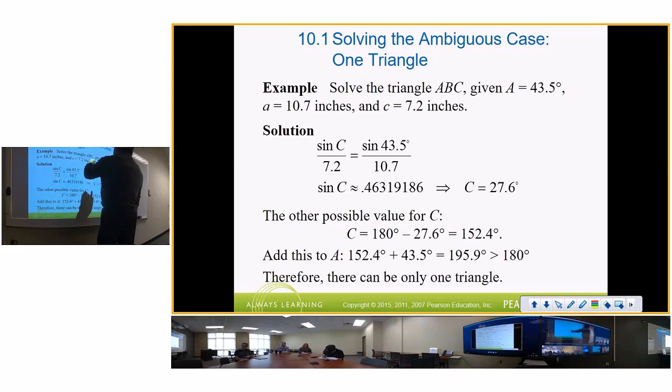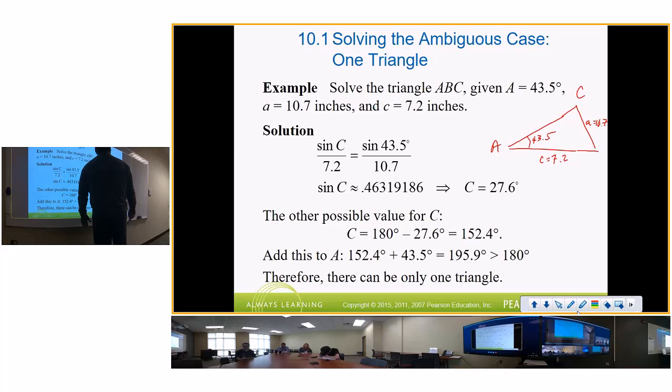All right, solve the triangle ABC. Given that angle A is 43.5, so 45 degrees would be something like that, right? So 43.5 would be right here. And then this is angle A, so little a would be over here somewhere. I'm just going to draw it like that. Little a is equal to 10.7. And side c, which is usually the top side, this side over here, is 7.2. So we have to find angle C.